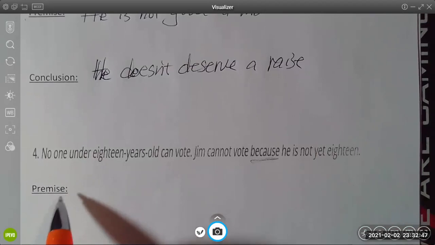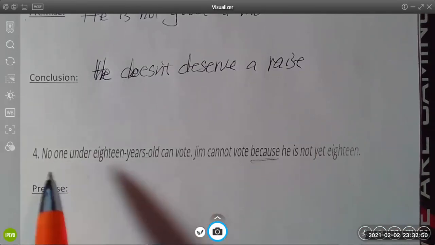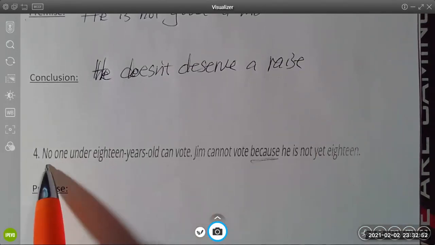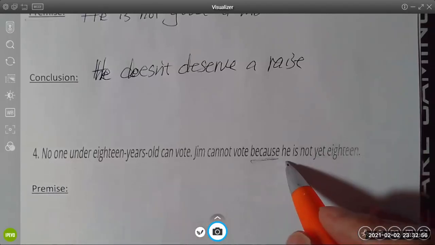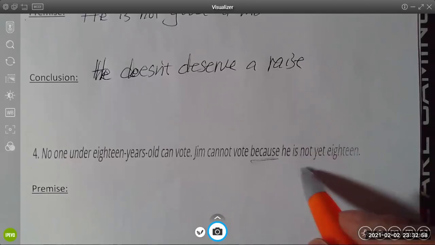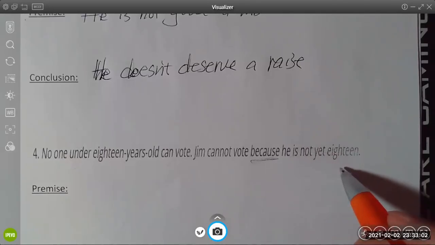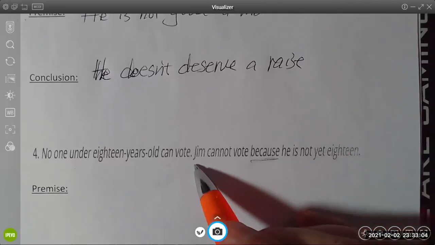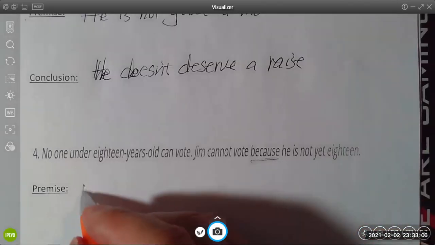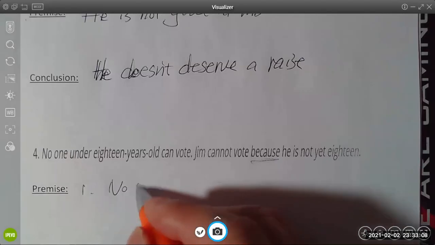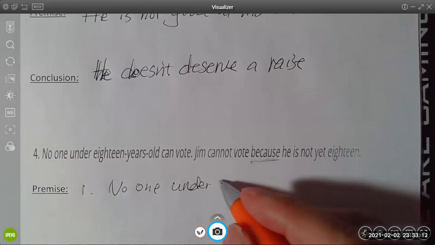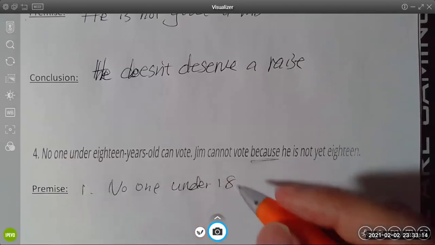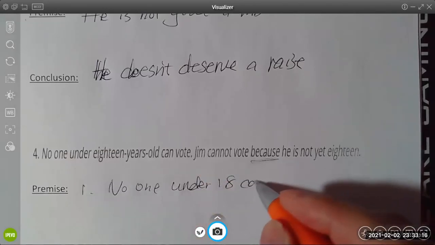So we have 2 premises. This is general condition, this is like a rule. No one under 18 can vote. Now this is specifically the evidence for Jim. He's under 18 years old. The conclusion, he cannot vote. So 2 premises. No one under 18, let's just write this to make it a little bit shorter, can vote.